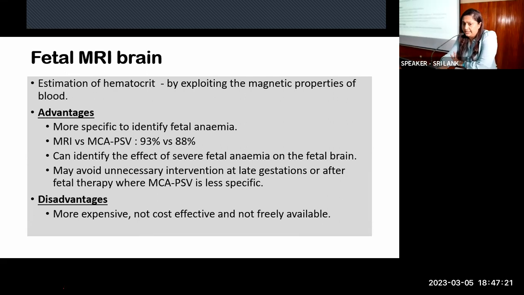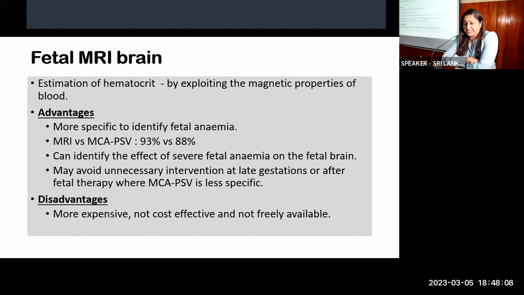Then, about fetal MRI of the brain, there are studies looking at correlation with estimation of hematocrit using fetal MRI. I'll show you a study in the next slide. Fetal MRI has been used to assess the hematocrit, and the advantage of MRI compared to middle cerebral artery peak systolic velocity is that it has been found to be more specific to identify fetal anemia compared to MCA PSV. The specificity for MRI is 93% as opposed to MCA PSV being 88%.